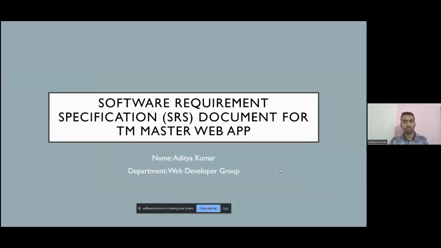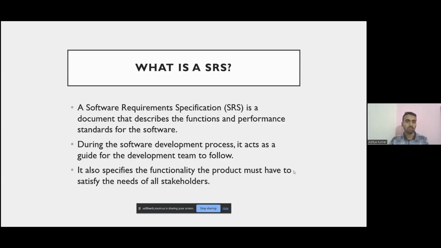So this is our SRS document for TM Master Web App. What is SRS? SRS is a document that is basically used to describe the function performance standards of a project. It basically acts as a guide for the development team to build the web app, and it also specifies the functionality of the product to satisfy the needs of the stakeholders, basically.